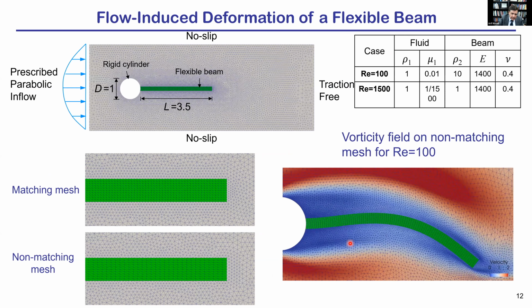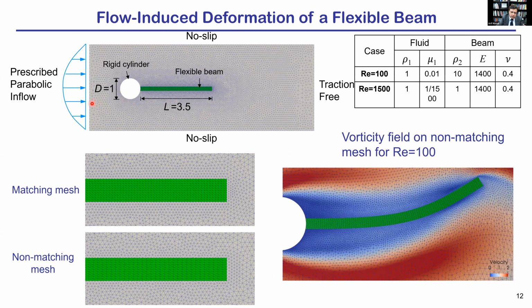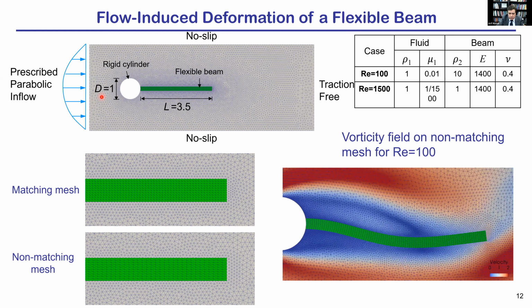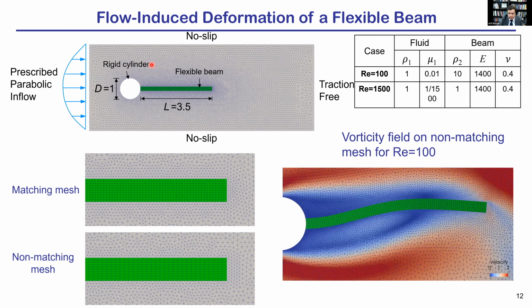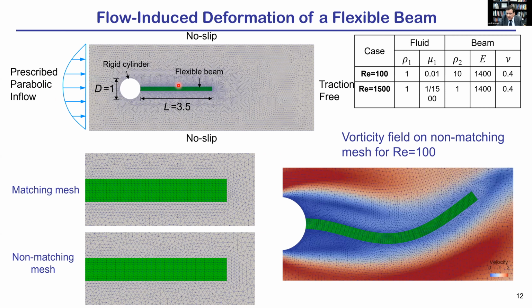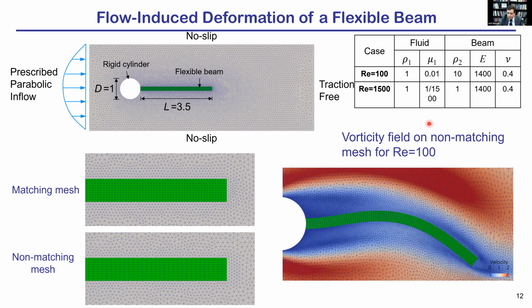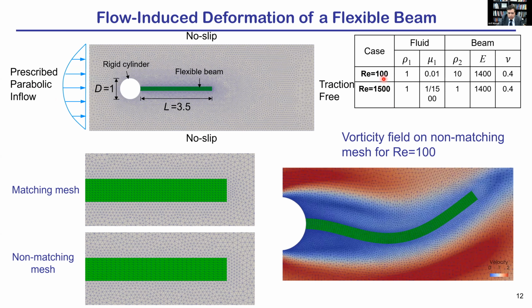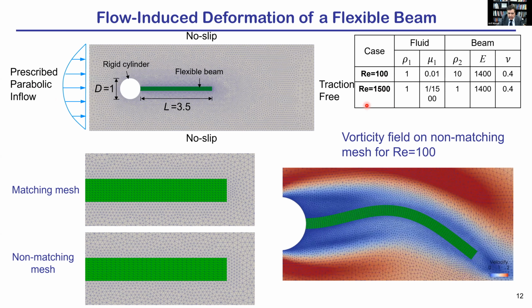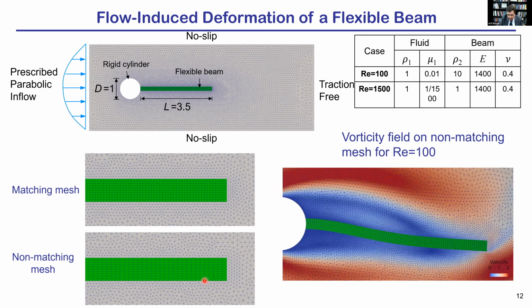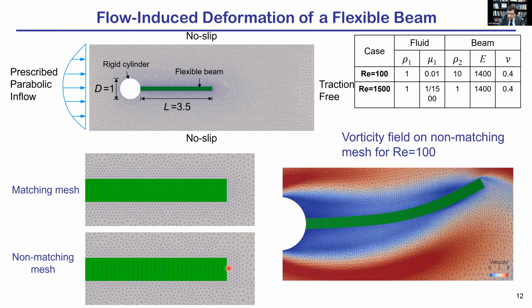So now let me show you an example problem. Here's flow-induced vibration. Flow comes on, gives rise to vortices. There's a flexible beam that undergoes large deformation. We are going to look at two different Reynolds numbers, 100 and 1500, for meshes that are matched and meshes that are non-matching. An objective is to develop non-matching meshes.